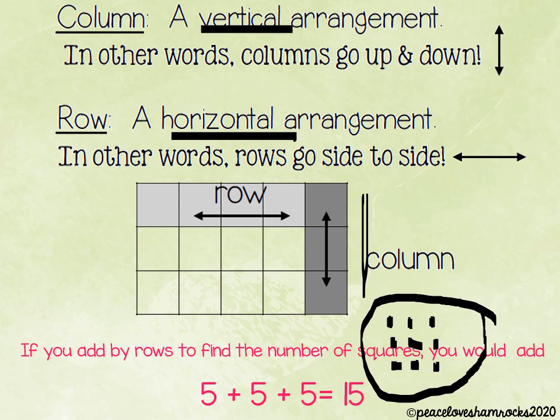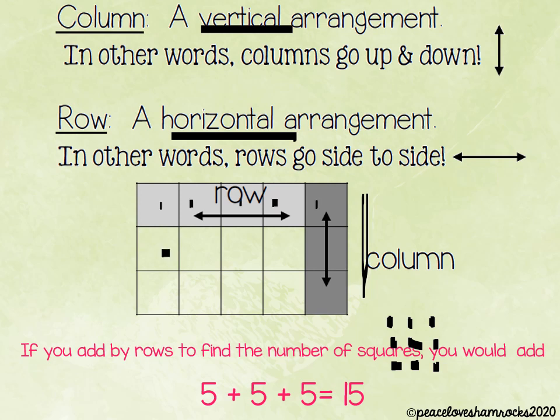So, here, if I were to add by rows to find the number of squares, I would add 5 plus 5 plus 5 because there's 5 in each row. 1, 2, 3, 4, 5. 1, 2, 3, 4, 5. 1, 2, 3, 4, 5. So if there are 5 in each row, I would do 5 plus 5 plus 5 equals 15.